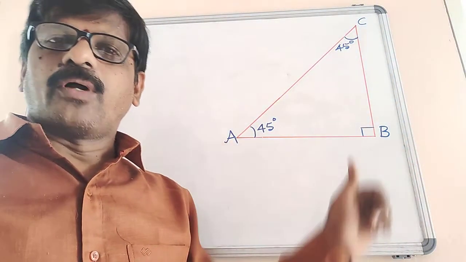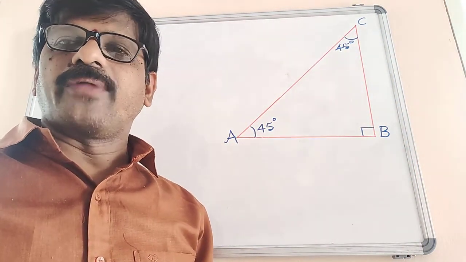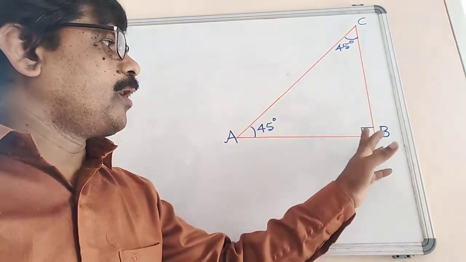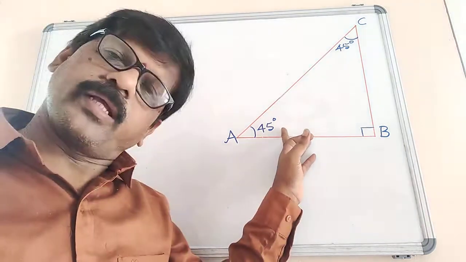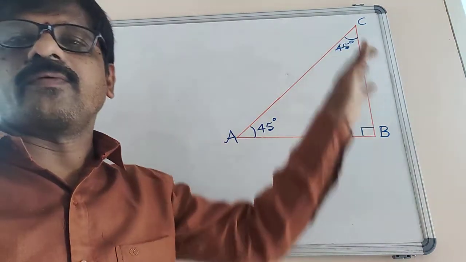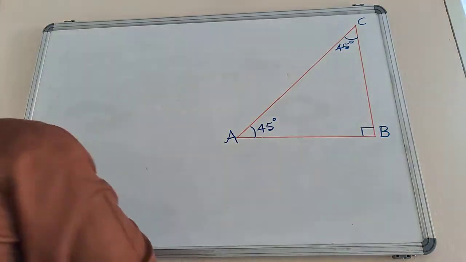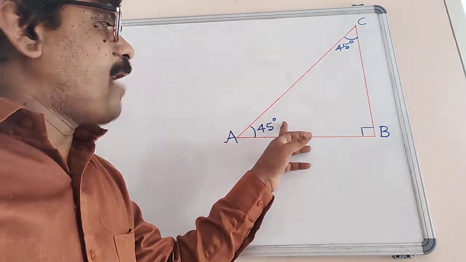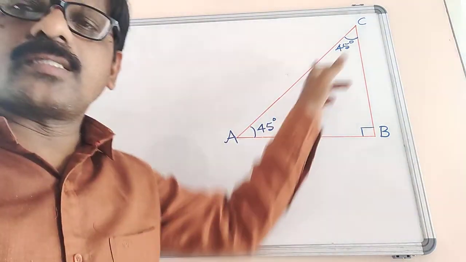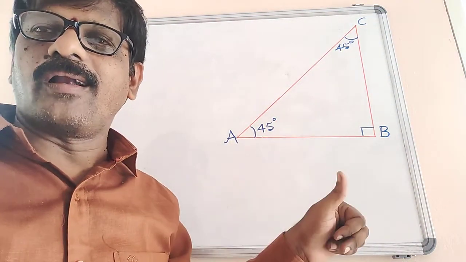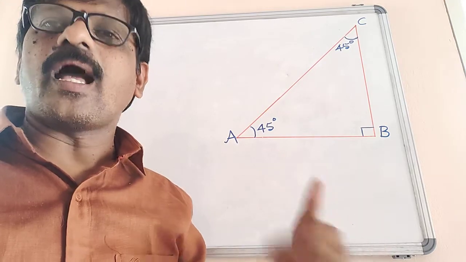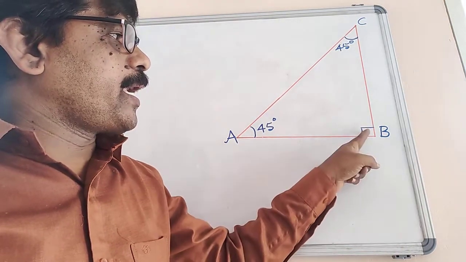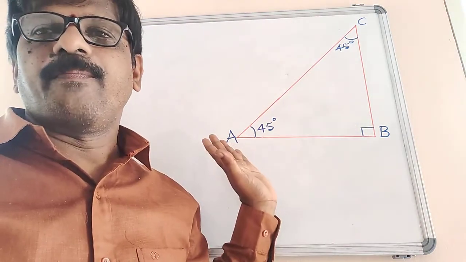Now, angle sum property: the sum of the angles of a triangle is 180 degrees. Now, 90 degrees plus 45 degrees plus 45 degrees is 180 degrees. Clear? So now you have to observe that two angles are the same. Then it is called a right angled isosceles triangle.